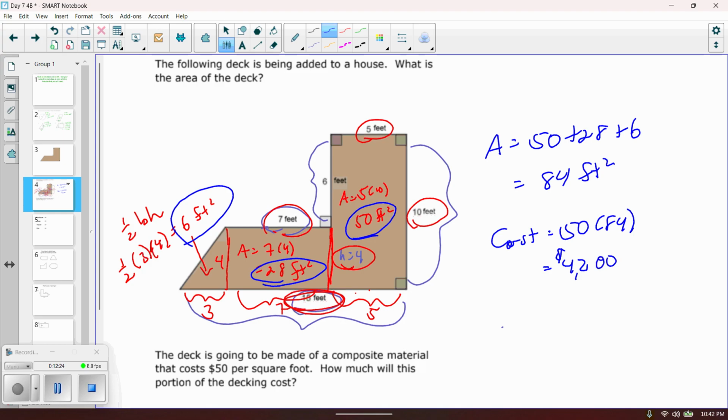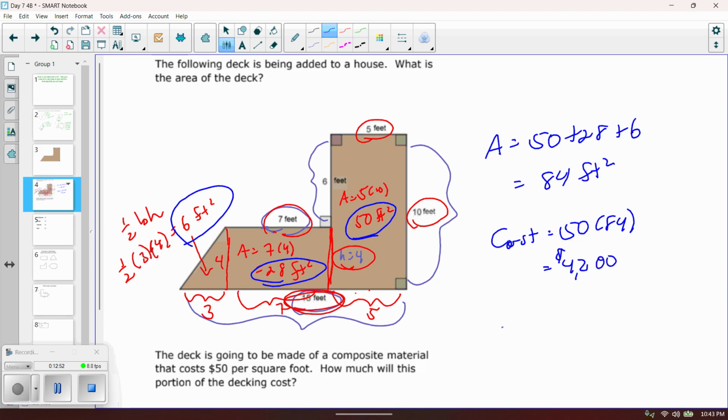If you chose to do this in a slightly different way, no matter which way you did it, your areas might end up being a little different for the different parts, but they should always add up to 84 because that's the actual area for the deck. And then you multiply that by your 50 to get the cost of $4,200. Hopefully you'll see that. Maybe somebody else around you did it in a slightly different way. As long as you got the same answers, that's okay.